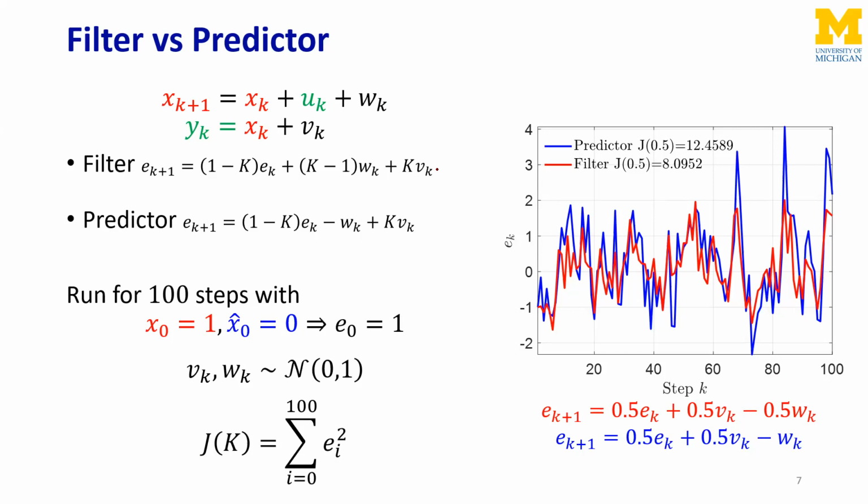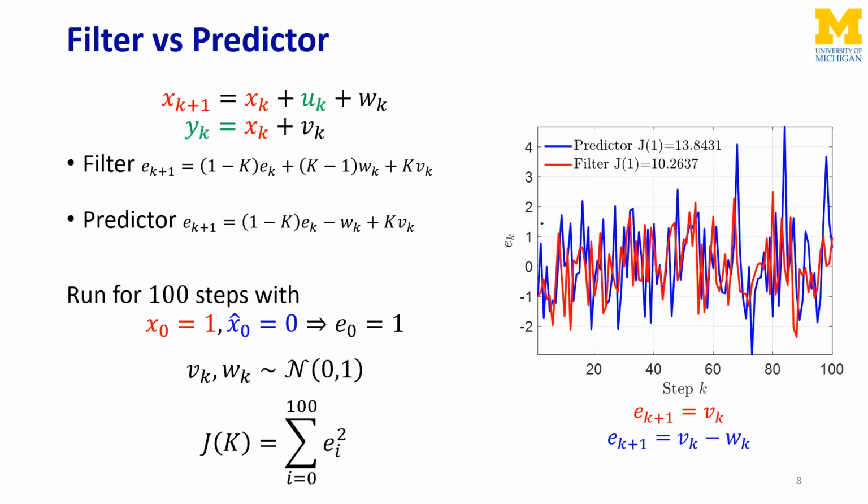Again, in all these experiments, I made a stupid mistake. This should be VK plus 1. Okay, and if I increase the gain even higher, the performance of the predictor and filter both gets worse. But still, the filter performs better than the predictor.